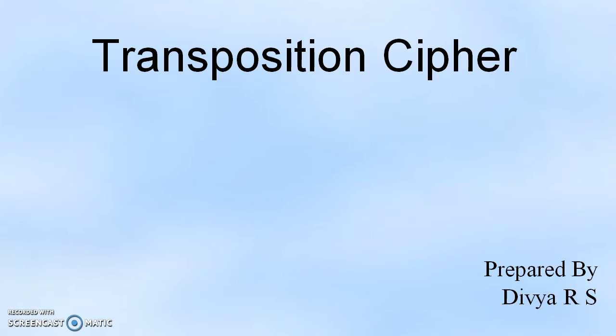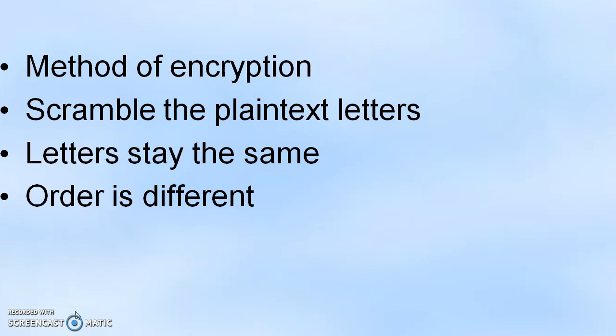Now let us see what a transposition cipher is. A transposition cipher is a method of encryption. Here the encryption is done by changing the position or order of the characters in the plain text. That means you will just scramble the plain text letters. So a transposition cipher is obtained by just changing the order or position of the characters in the plain text. There will be no change in or replacement of the characters in the plain text. That means you are not replacing the characters, you are just changing the position or order of the characters in the plain text. So that is what you mean by a transposition cipher.